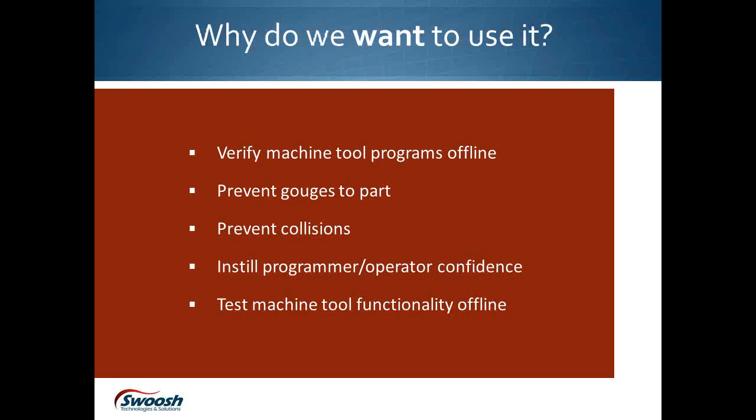So why do we want to use it? You can verify machine tool programs offline, not tying up valuable machine time, operator time, and programmer time. You can prevent collisions to the machine tool. A spindle replacement can be very expensive, or any other damage to your machine can be expensive. Also, you can prevent gouges to your valuable parts. For example, you could have a $6,000 casting and want to prove out a new program on this part. Proving it out virtually prevents you from scrapping this casting.